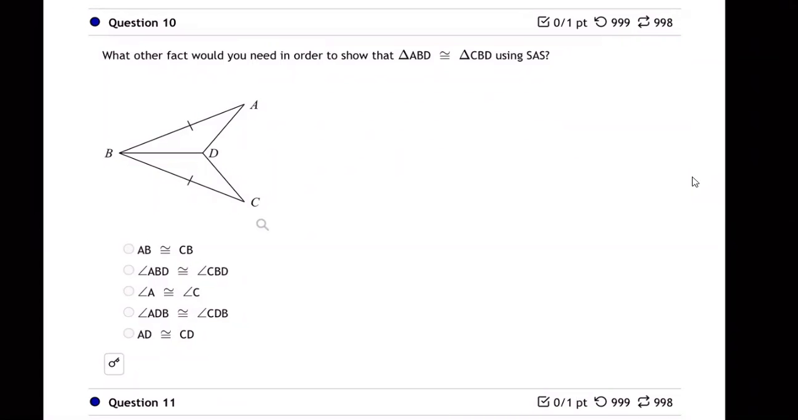So they're asking, what other fact would you need to show that the two triangles are identical using side angle side? So what do we have right now? We have this side and this side, like maybe this is 10 and this is 10.